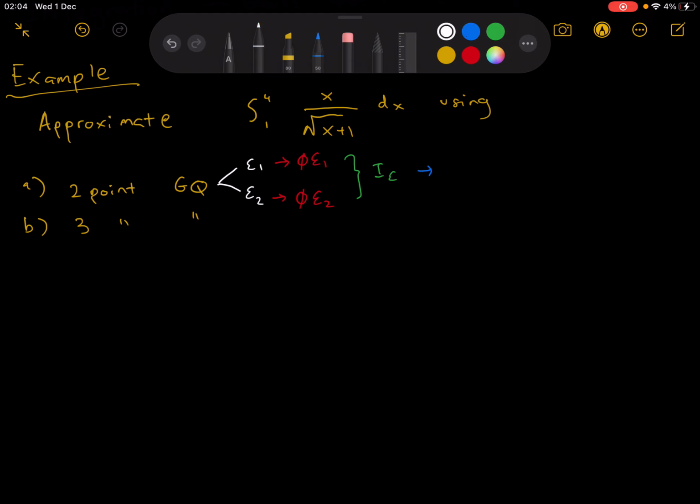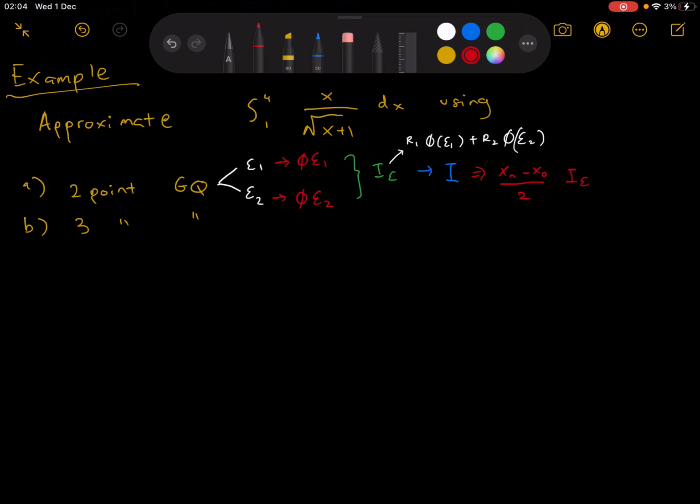So for 2 point, maybe I'll write it here. I Zeta. Okay, basically this is the process. So for I Zeta, for 2 point, it will become R1 phi Zeta 1 plus R2 phi Zeta 2. And as we know the I Zeta, we can straight away find I, whereby I is actually xn minus xo over 2 multiplied by the I Zeta. So basically this is the step.